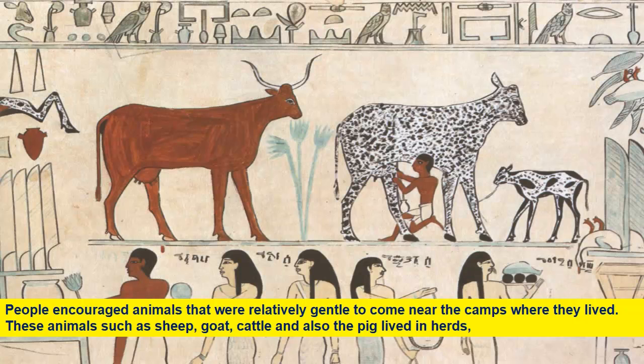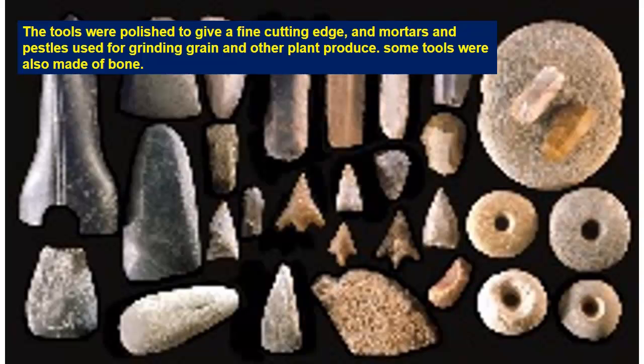Similarly, people encouraged animals that were relatively gentle to come near the camps where they lived. These animals, such as sheep, goat, cattle and also the pig, lived in herds. So this process did not happen overnight. Getting me? Similarly, they started making polished tools, as they needed, like grains that had to be made into flour. So they made tools accordingly, according to their requirements, using stone as well as bone, maybe using combinations. Getting me?